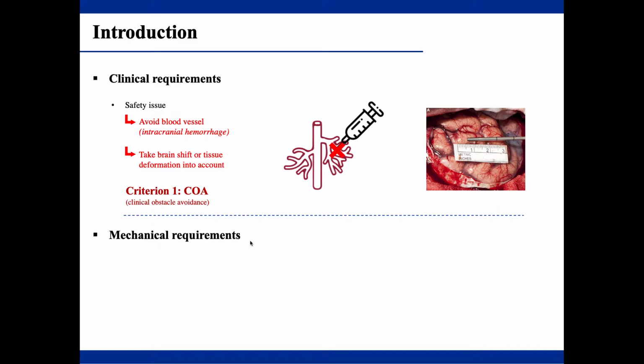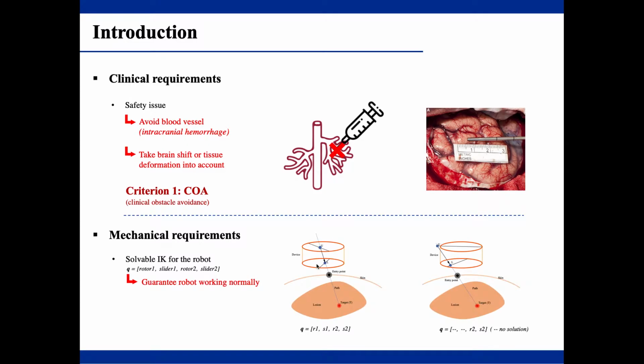Additionally, based on the structure of the designed robot, there are 2 mechanical requirements as well. The first is about solvable IK, inverse kinematics, for the robot to guarantee it works normally in the operation. For example, if the target is over there, the red point, and the RCM is here, the robot can work normally. But if here, the robot cannot work. So this is criterion 2, named MIK, mechanical inverse kinematics.